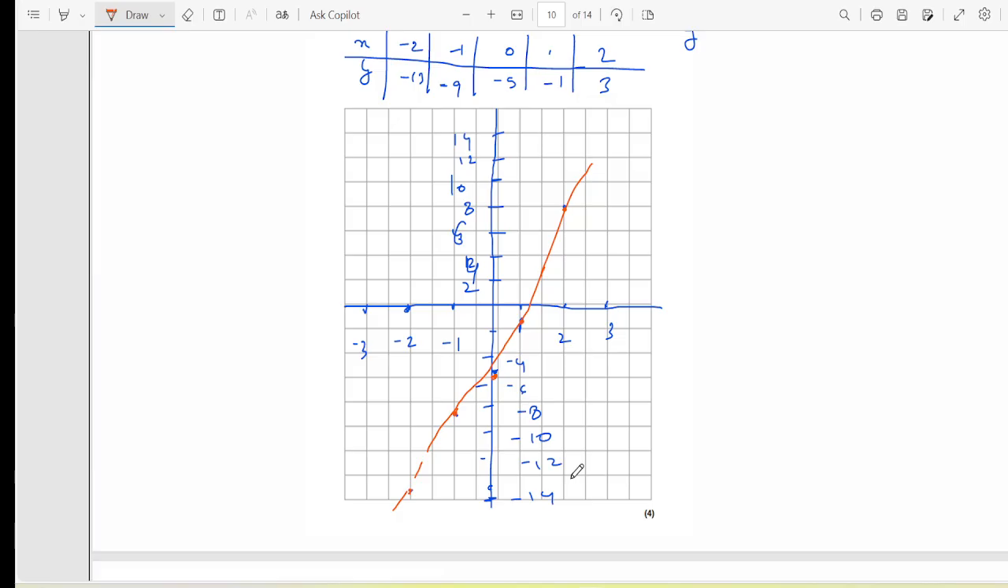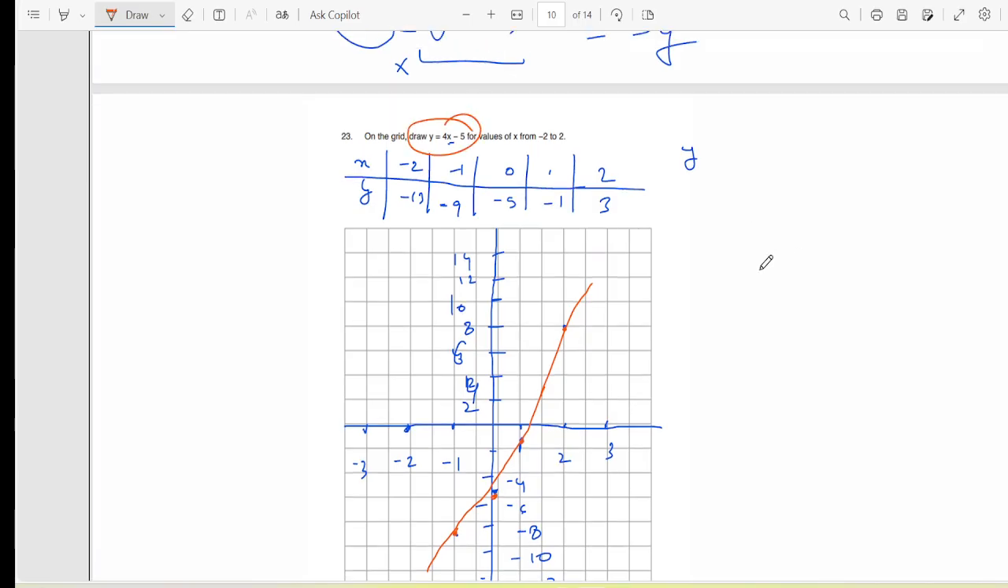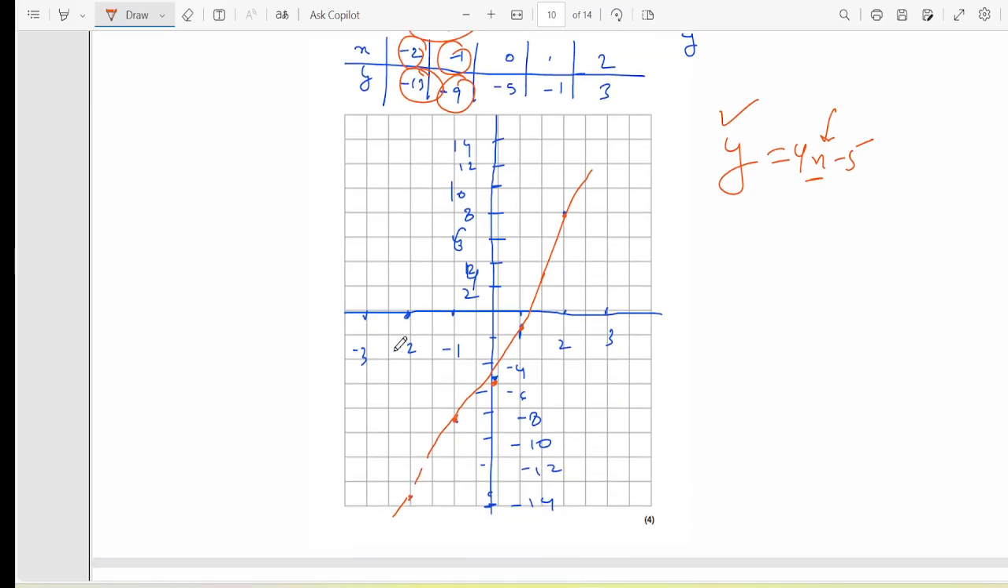We first need to get the corresponding values by plugging into the formula. This was the formula, y equals 4x minus 5. I plug in the x value and get the y values. For each x value I get the corresponding y value. Then I just plot the graph.